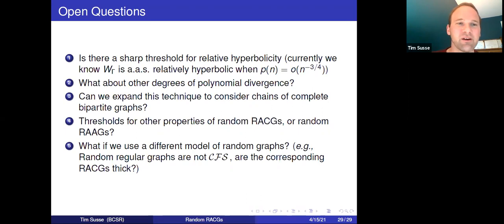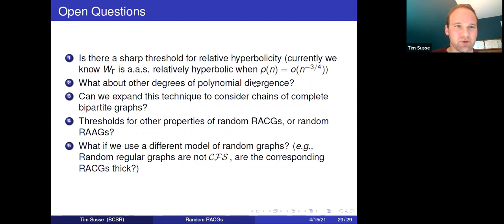Our current state of the art is that we have a weak threshold. A random graph gamma, or a random right-angled Coxeter group, will be relatively hyperbolic when the density of edges is much, much smaller than n to the minus 3/4. We are also curious about other degrees of polynomial divergence. Is there any daylight between relative hyperbolicity and quadratic divergence, at least generically?